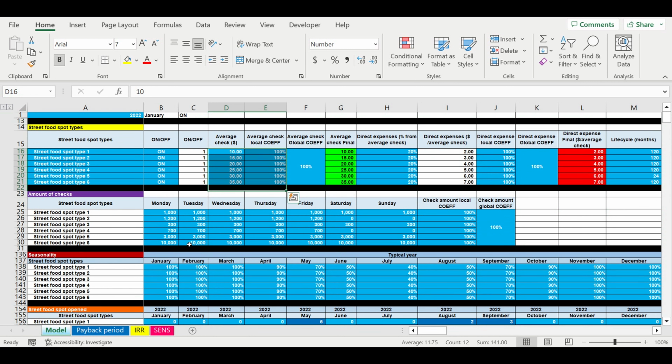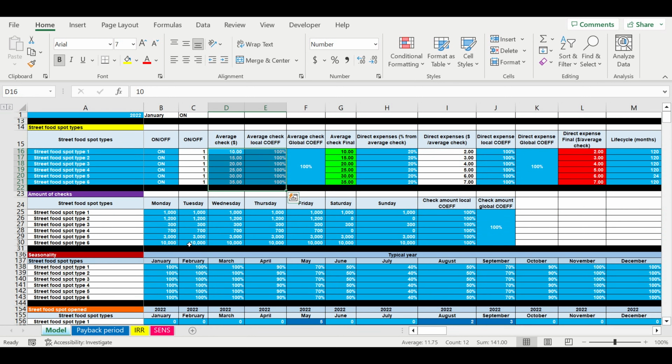For example, we can go back to the simple and discounted payback period diagram. Let's see what will happen to the business if, for example, this portrait of a street food spot is too optimistic for us, and we would like to see what will happen if we don't have this type of street food spot in our calculations.